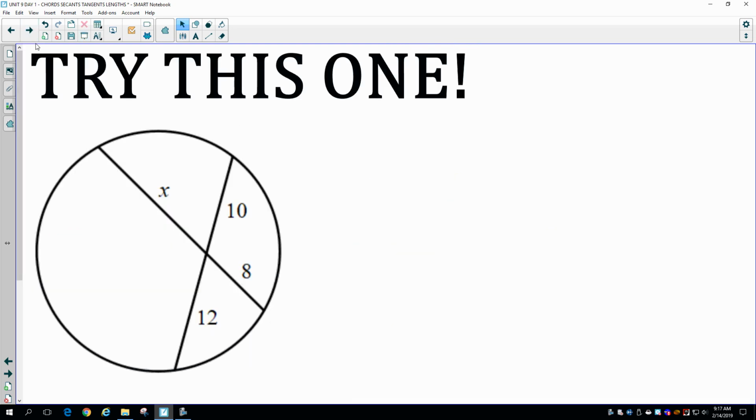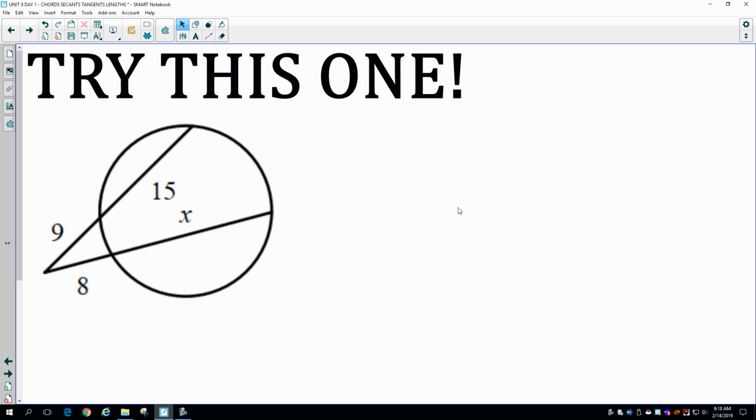So I've got 2 for you to try. So try this one. I'll let this run for a few seconds, and then I'll show you another one. Okay, do this one as well. 2 problems. Make sure you give them a try. Even if you get them wrong, that's okay. And make sure you ask questions in class.